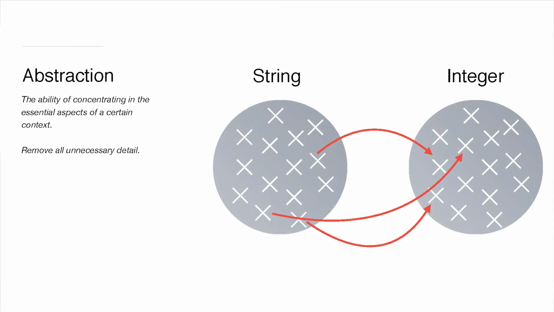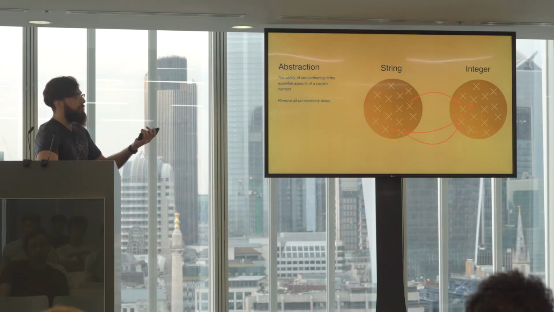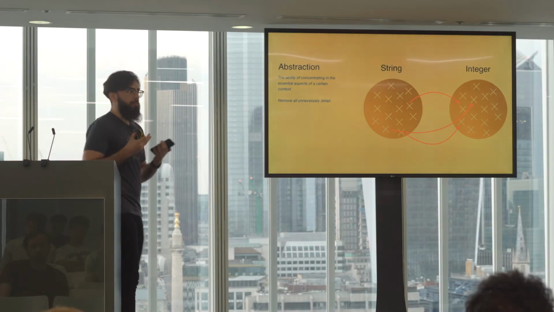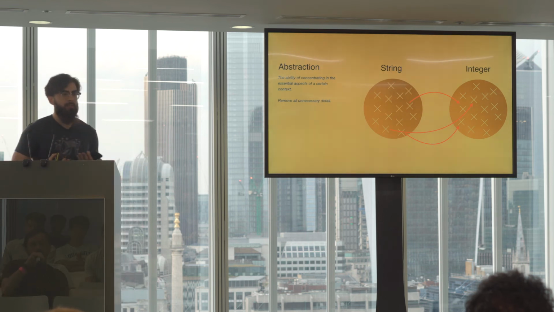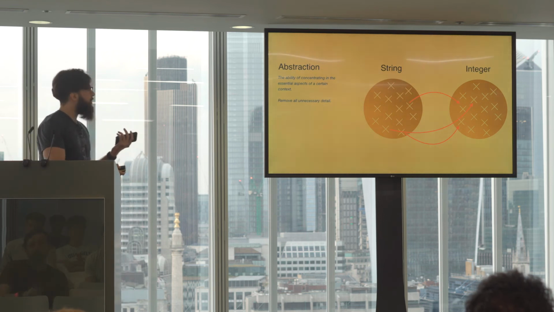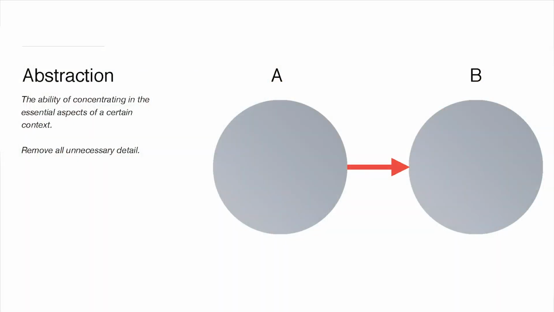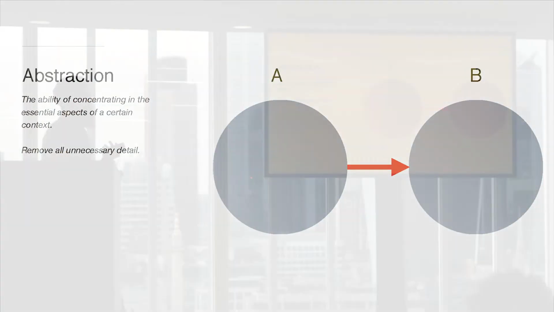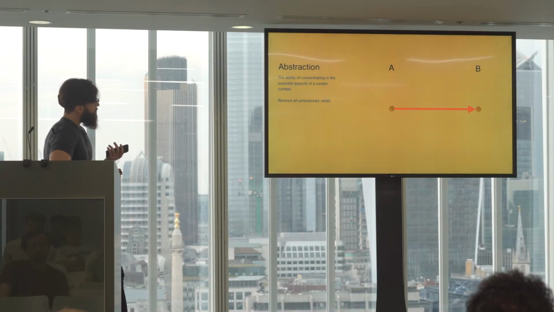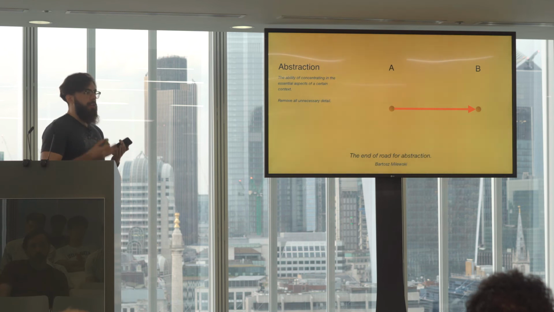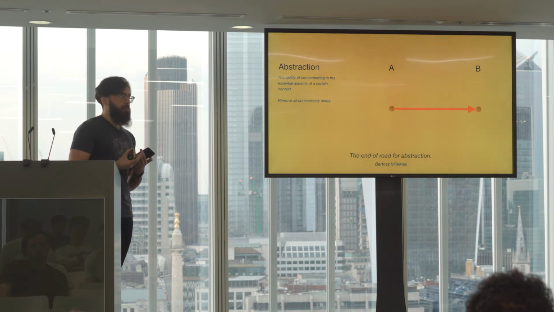And that's due to the power of abstraction. So abstraction is just the ability of concentrating the essential aspects of a certain context. So we remove absolutely all unnecessary detail, right? So instead of going from particular inputs to particular outputs, which, for example, we might have many in the universe where we go from string to integers, right? There are many valid implementations which can go from string to integer. But if we zoom out, if we abstract all that's not necessary, if we go from type A to type B, and we constrain type A and type B enough so that we can then just observe what things morph into, we can just reach the end of the road for abstraction.